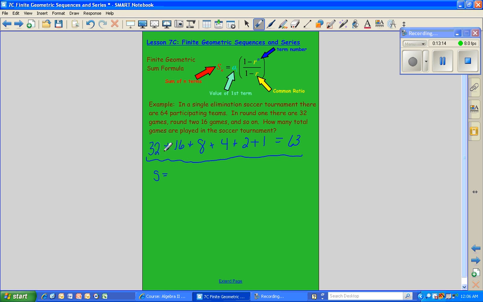We know we started out with 32 games. Your ratio, if you can't tell here, is a half. 16 over 32, 8 over 16. So we have 1 minus a half. And then n is the number of times you're going to do this. So you'd have to count that out. So 1 round, 2 rounds, 3 rounds, 4 rounds, 5 rounds, 6 rounds.